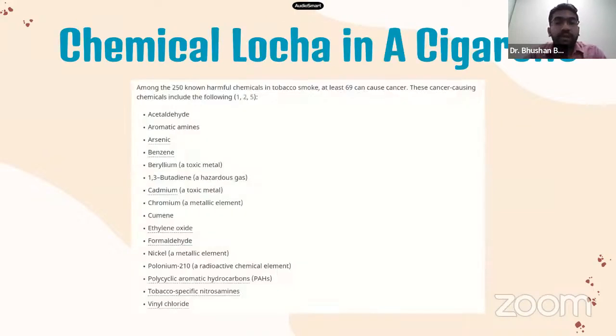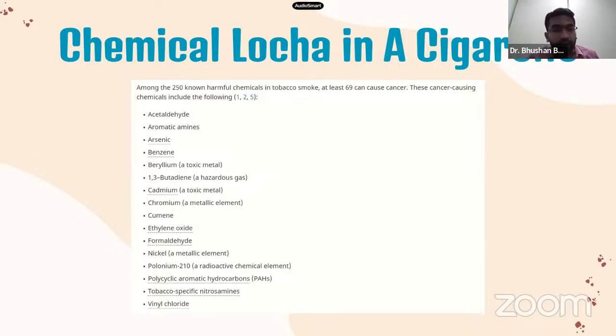Now, what chemicals are found in tobacco or in a cigarette? You can see there are 250 known chemicals. By known, I mean there are other chemicals which we still do not know, and they are still harming the body. In tobacco smoke, around 70 are causing cancer, which include these. Some of the audience might be chemical engineers or related to chemistry. They know how harmful these chemicals are: acetaldehyde, aromatic amines, arsenic, benzene, beryllium, cadmium, chromium, ethylene oxide, formaldehyde, nickel.